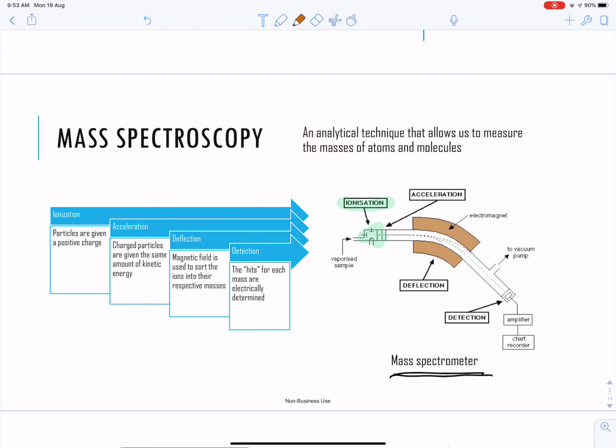Then the second step is acceleration. The charged particles in this step are given the same kinetic energy so that the only factor affecting the deflection is the mass.